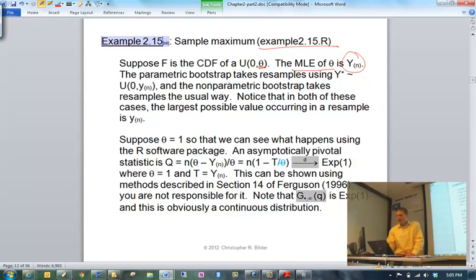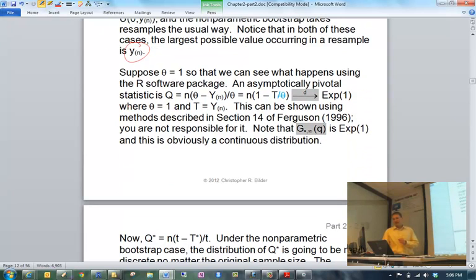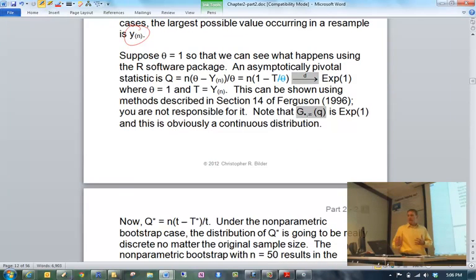So what would the parametric bootstrap do? This is kind of interesting. Y star will be distributed uniform 0 to your observed nth order statistic. That's where the problem is going to occur. The non-parametric bootstrap, of course, would take resamples the usual way. But the key is to realize the largest possible value that you could have in a resample is your observed nth order statistic. Okay. So that we can actually do a numerical example here.